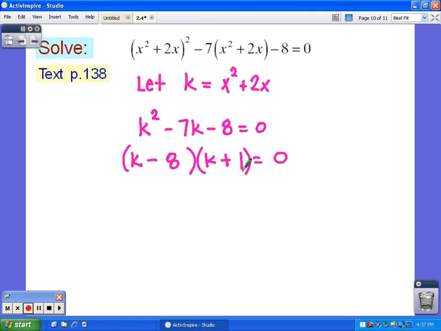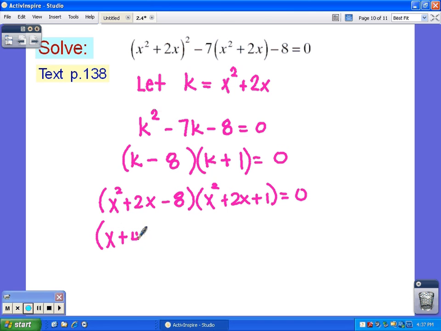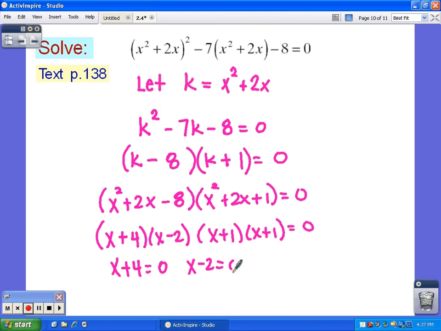Now that we know how to factor it, let's plug the x squared plus 2x back in for k. So we would have x squared plus 2x minus 8, and then we would have x squared plus 2x plus 1. Now both of those could factor further. This would be x plus 4, x minus 2. This one would be x plus 1, x plus 1. Now taking all of these factors, setting them equal to 0, we can solve them, and we get x is equal to -4, x is equal to 2, and x is equal to -1. Now notice I did not work that one twice because it is the same.